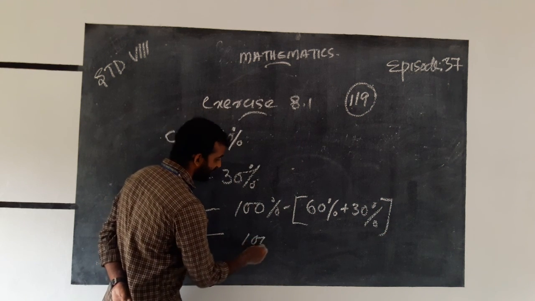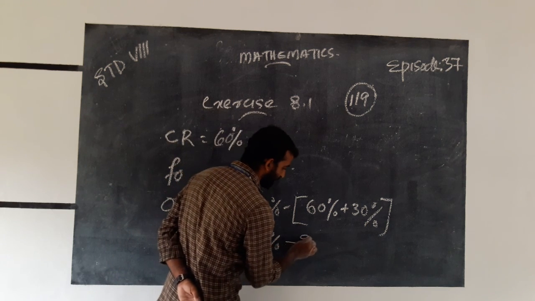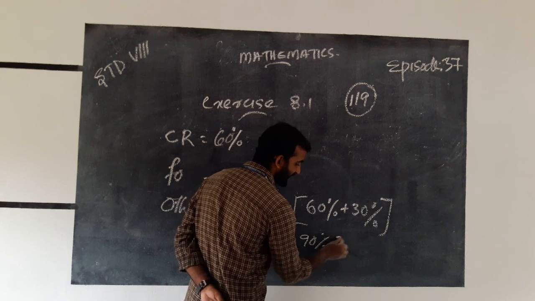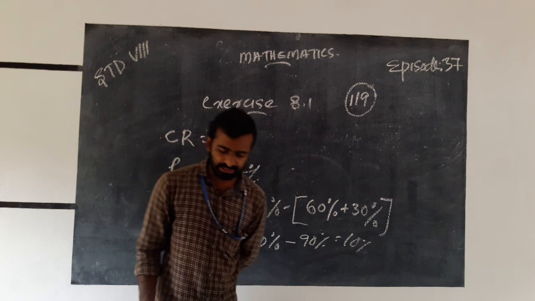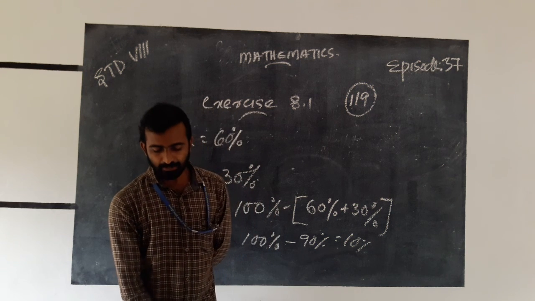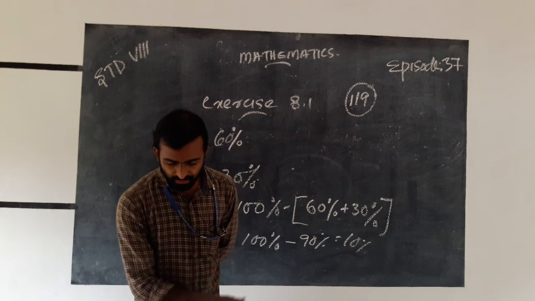We get 100 percentage minus 90 percentage, the answer is 10 percentage. That is, other game lovers is 10 percentage. And what is our next question?